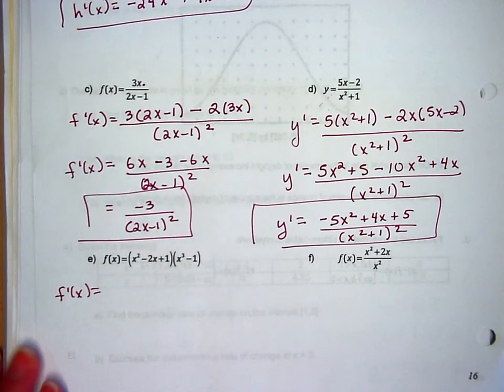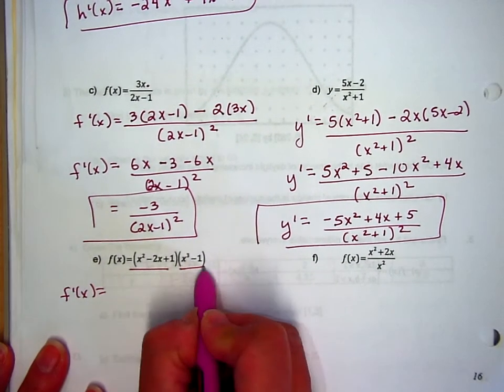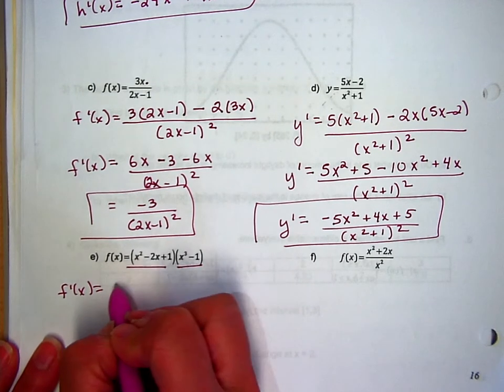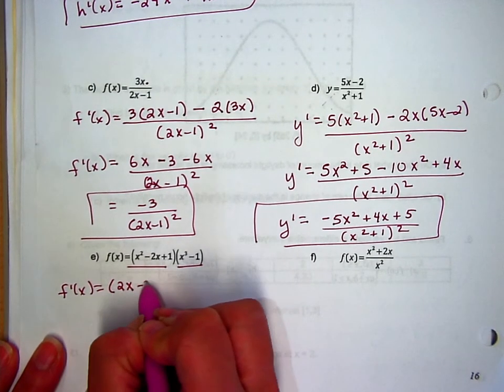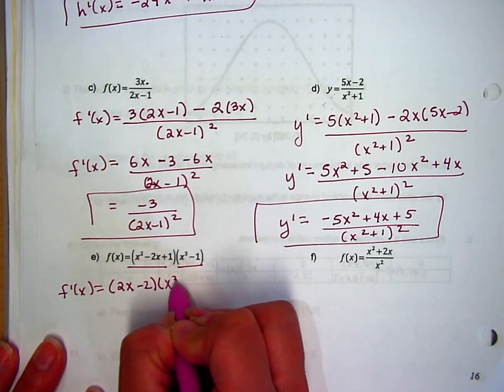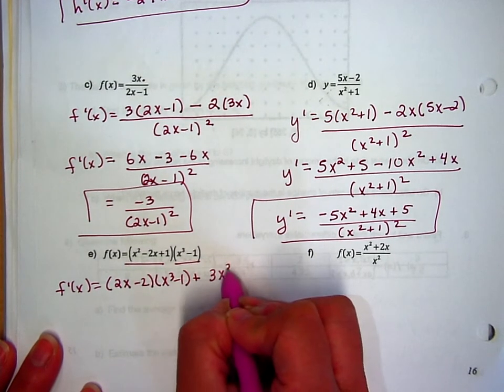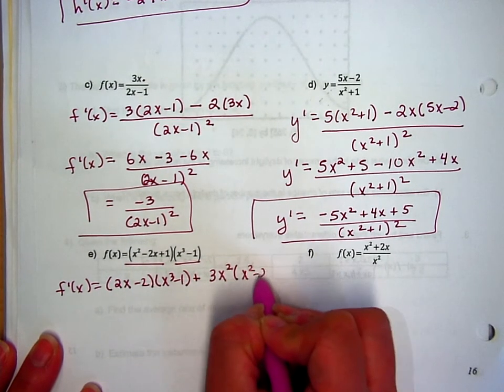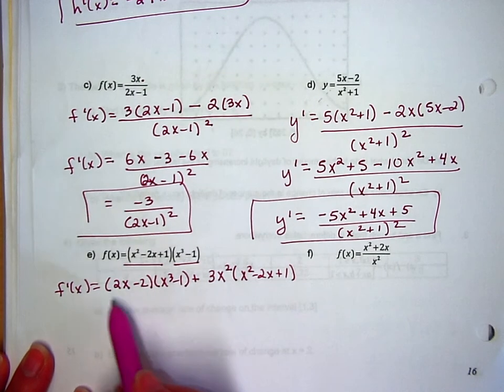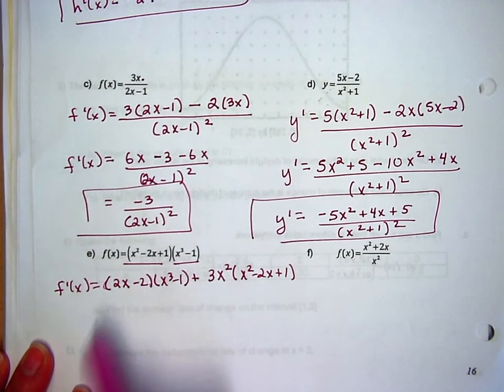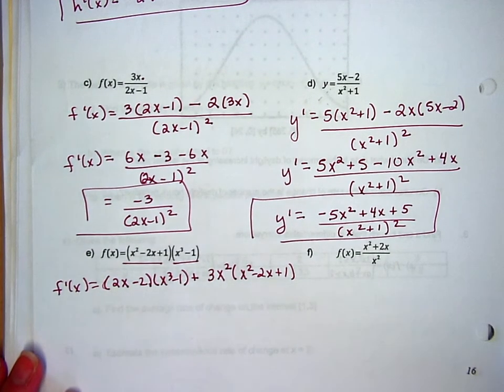Derivative, we're going to use our product rule. This is your first function, this is your second function. Derivative of the first is 2x minus 2 times the second plus derivative of the second is 3x squared times the first. Okay, make sure you have these things in parentheses. If you do not, it doesn't mean the same thing.